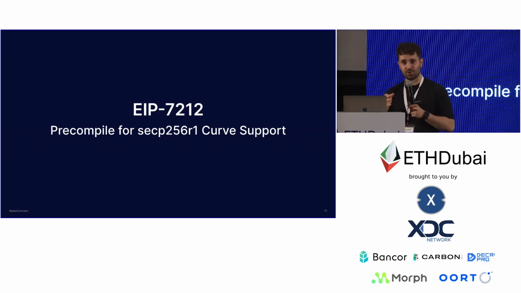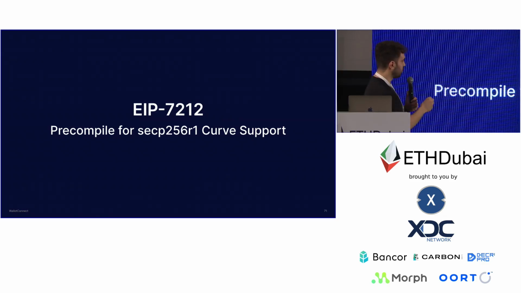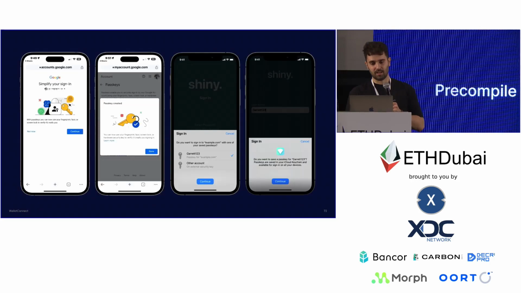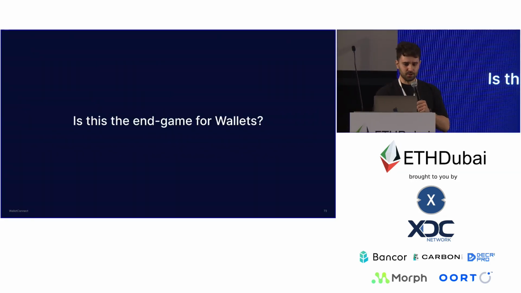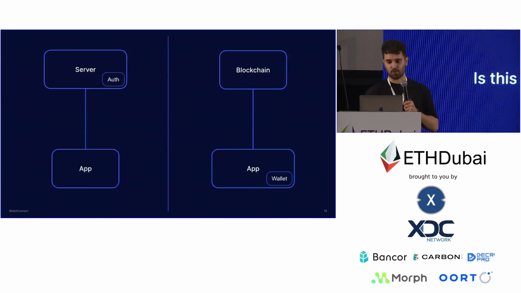So this would be the third upgrade that I would propose to the EVM to actually support passkeys, so we could fulfill the whole experience for smart accounts to just be more embedded into the dApp. So is this the end game for wallets? Did we complete our mission of having less clicks is more?